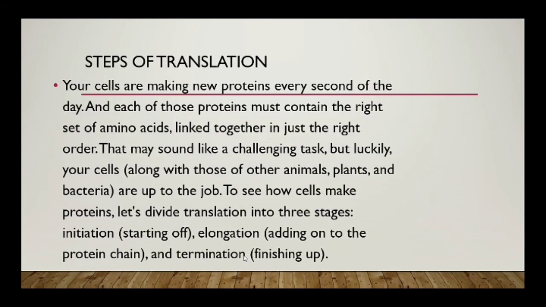Steps of translation. Your cells are making new proteins every second of the day, and each of those proteins must contain the right set of amino acids linked together in just the right order. That may sound like a challenging task, but luckily your cells, along with those of other animals, plants, and bacteria, are up for the job. To see how cells make proteins, let's divide translation into three stages: initiation, starting off; elongation, adding on to the protein chain; and termination, the finishing up.